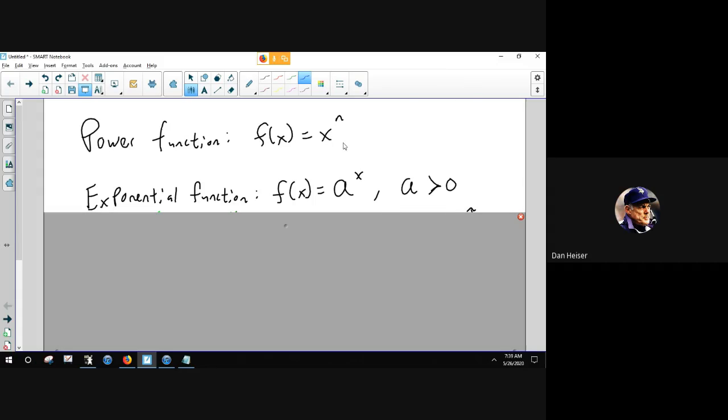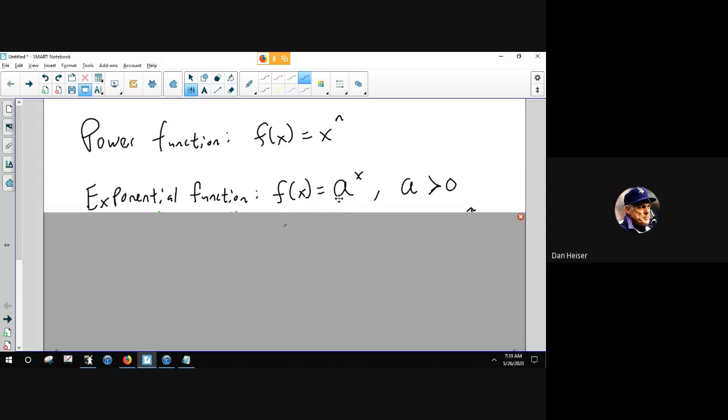A power function would be something like x squared, x cubed, x to the fourth, etc., where the power stays constant. Exponentials have the base constant and now the power is a variable. So for example, 2 to the x would be something like 2 to the first, 2 squared, 2 cubed, 2 to the fourth, and so on. Or we could have 7 to the x, 7 to the first, 7 to the second, 7 to the third, and so on.